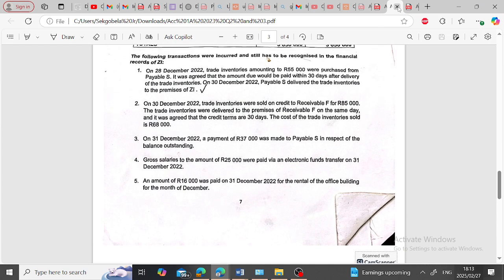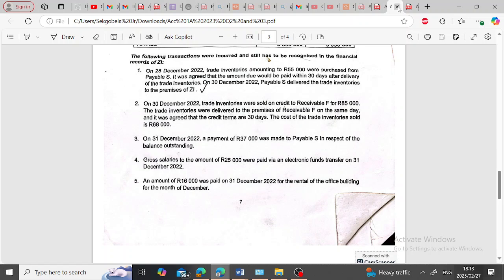But yes. Number 2. So what are we gonna do for number 2? We're gonna break it down into, again, there's 4 accounts. Let's break it down 2 by 2. We sold something on credit. So for our trading, our receivable is going to be debited. Receivable F is going to be debited by 85,000.